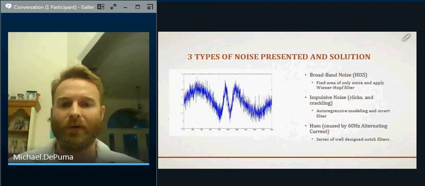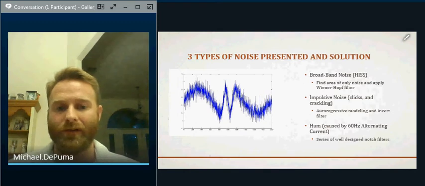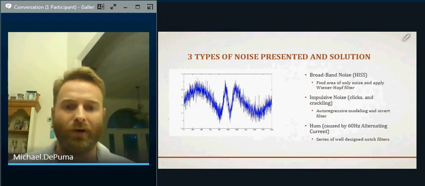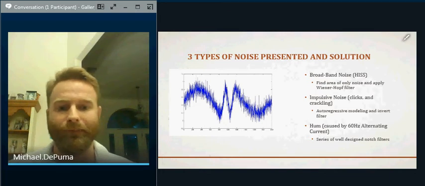The 3 types of noise presented in the paper and their solutions are: broadband noise, which is heard as a hissing sound, and its solution is to find an area of noise and apply a Wiener-Hopf filter; impulsive noise, which is clicks and crackling, which is corrected with auto-regressive modeling; and hums caused by 60 hertz alternating current running through electrical equipment from the audio system that was used when recording the original music.